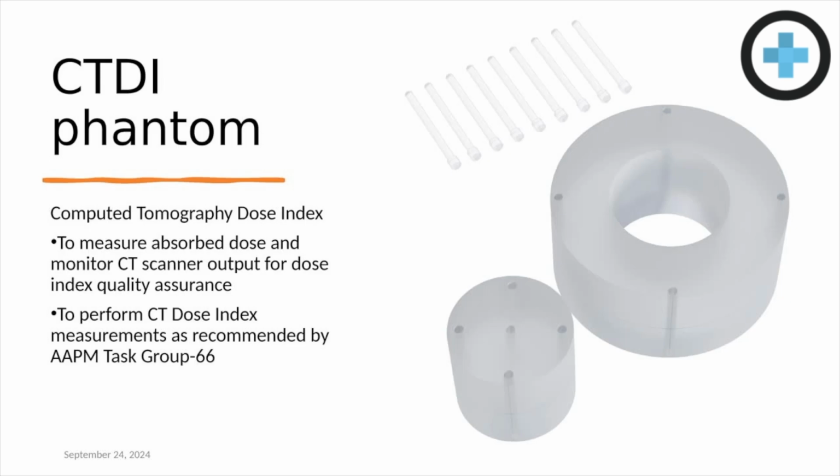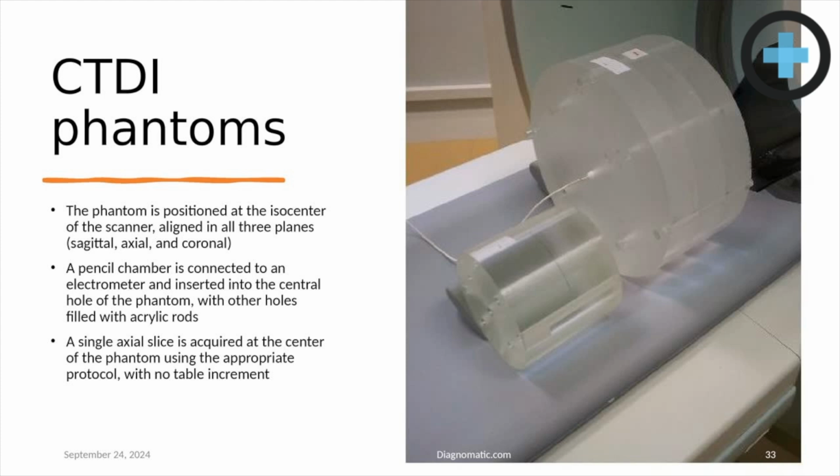So that brings us to our CTDI phantoms, and that is used to calculate dose, and it's going to measure the absorbed dose. And again, this is another test. It's also helped under the AAPM Task Group 66. Here's one set up, both the head and body unit there.